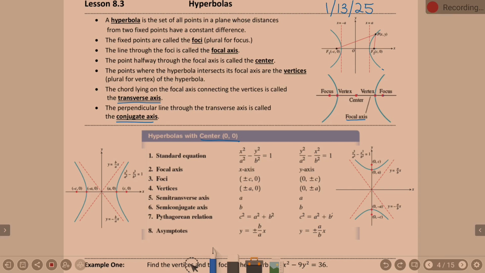Have you looked at the standard equations? What's different? The Pythagorean relation. Well, before we get to the Pythagorean relation, what about the standard equation? It went from what?